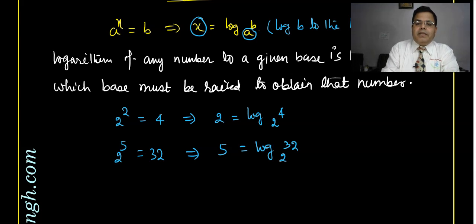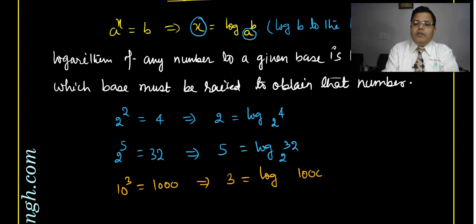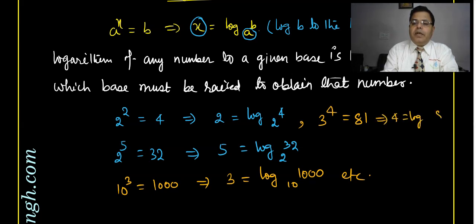Similarly, some other examples can be taken. Say 10 cube is 1000, so we can write 3 is equal to log of 1000 to the base 10. Here 2 is the base, here 10 is the base, here 2 is the base. Similarly, 3 to the power 4 is equal to 81, which implies 4 is equal to log of 81 to the base 3. So the base can be anything.